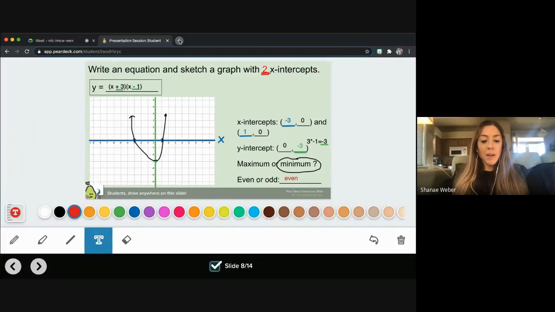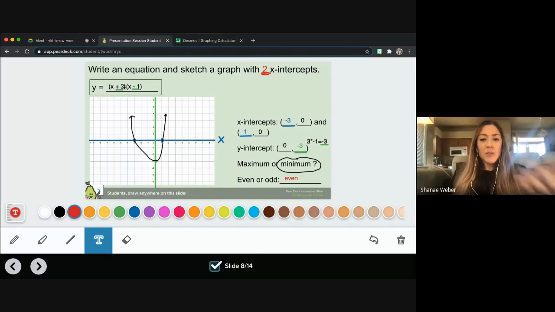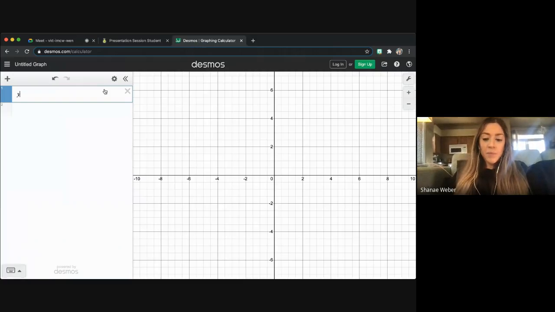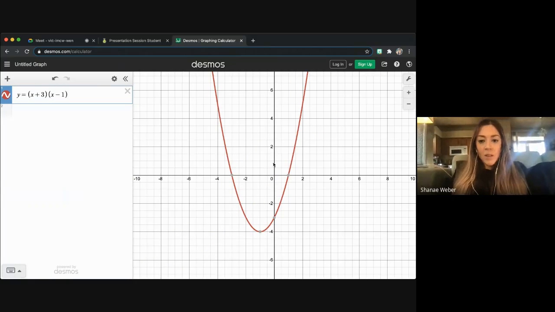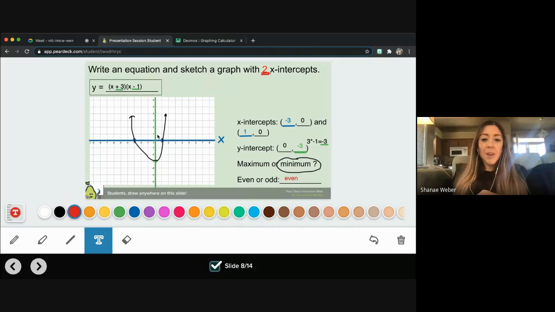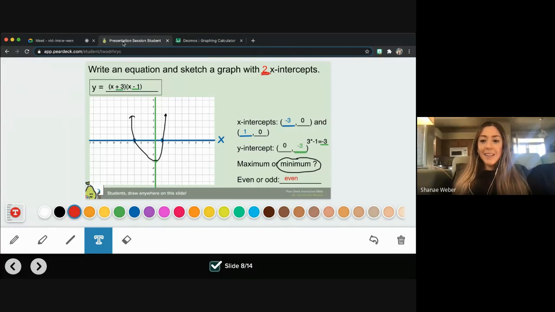Let's double check this on my Desmos graphing calculator. If y equals x plus 3 times x minus 1. Okay, look, it goes through -3 and 1. It has my y-intercept 0, -3, and it has a minimum, so it looks pretty good. Ours is a little sketch of it. It doesn't need to be perfect, but as long as these 3 points are in common, we're good. Okay, great job.